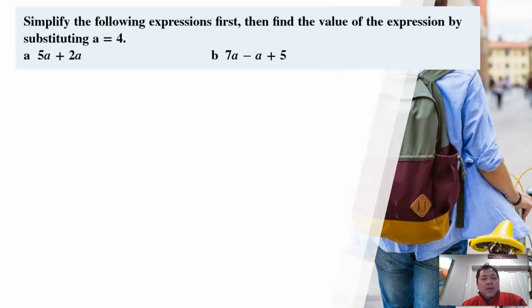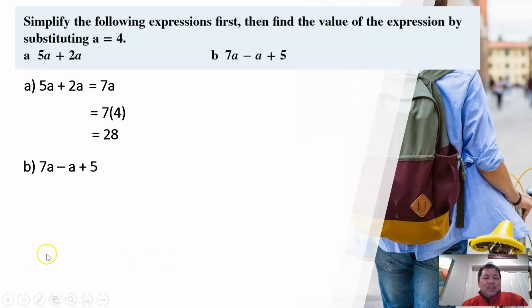And moving on, next part, simplify the following expression first and then find the value of the expression by substituting a equals 4. So let me add the two algebra terms together. 5a plus 2a is 7a. Then I substitute 4 into the equation. So it's 7 times 4, which is 28. Next, you have 7a minus a plus 5. Remember, there's an invisible 1 here. So 7a minus a, you actually get 6a plus 5. Now I substitute 4 into the equation. 6 times 4 plus 5, which is 24 plus 5. Answer is 29. Okay?